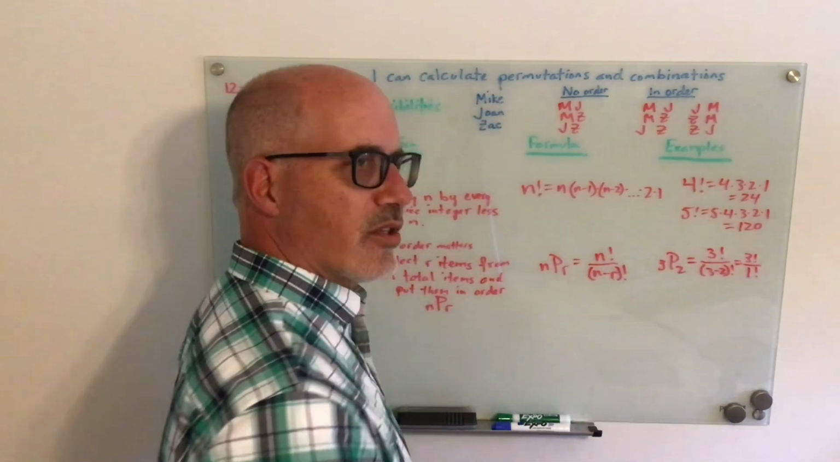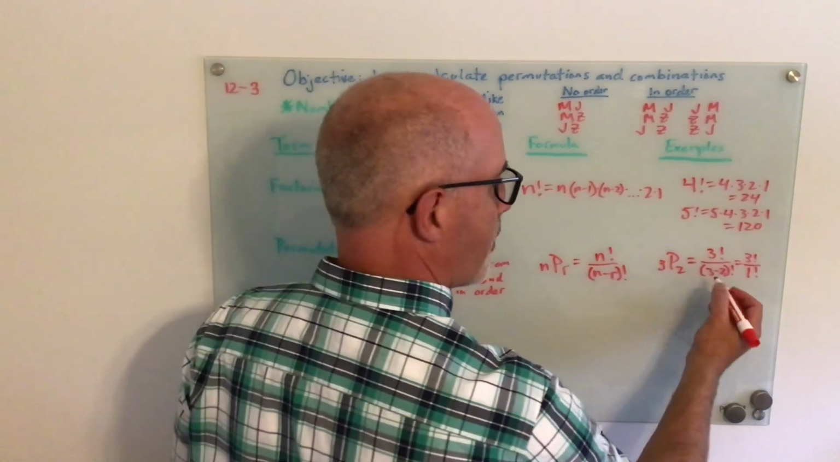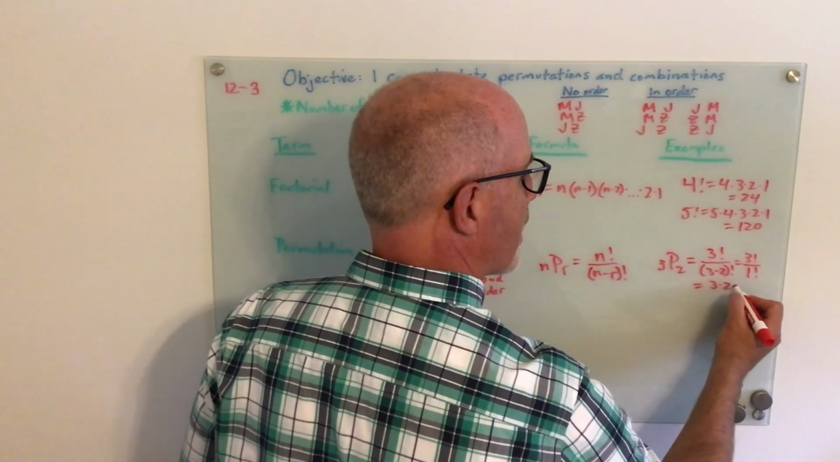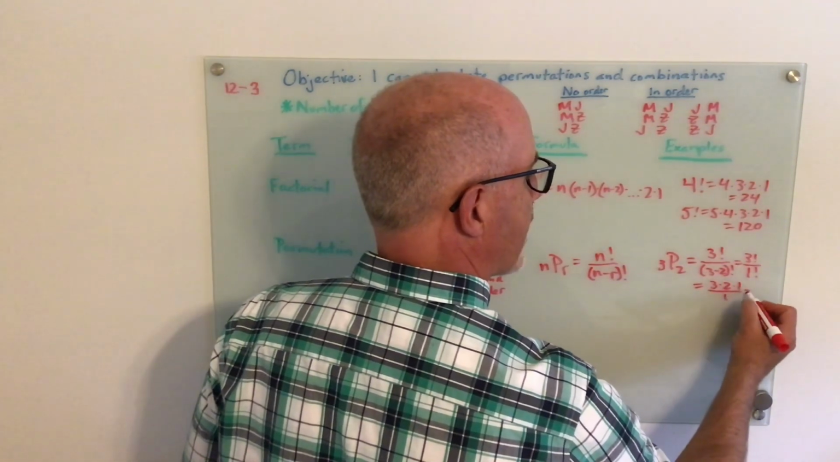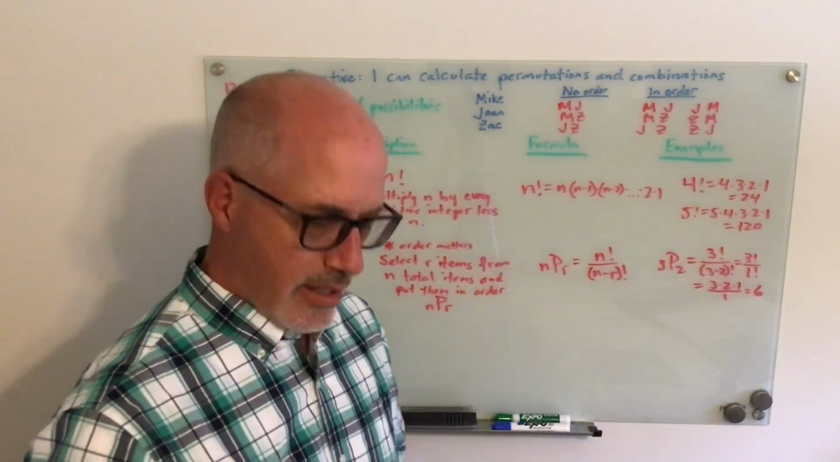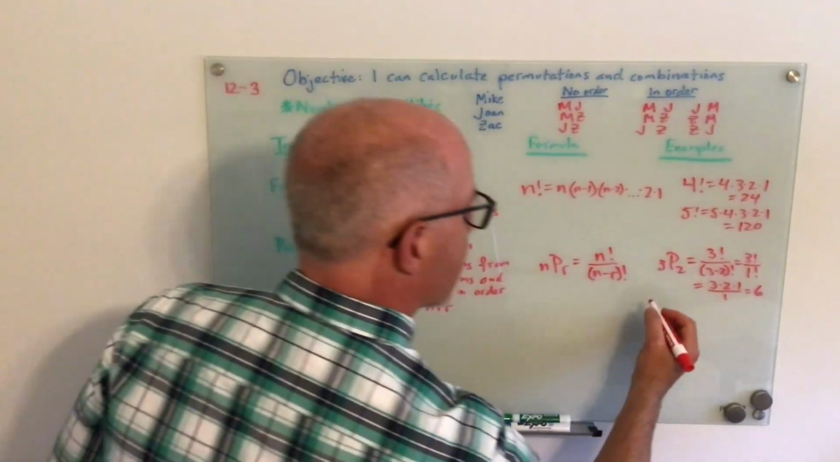1 factorial is just 1, because it's 1 times any number below it, and there are no other positive integers below it. So that's 3 times 2 times 1 over 1. That gives me 6. Notice there were 6 options there. All right, let's do one more example. Let's do a bigger one.